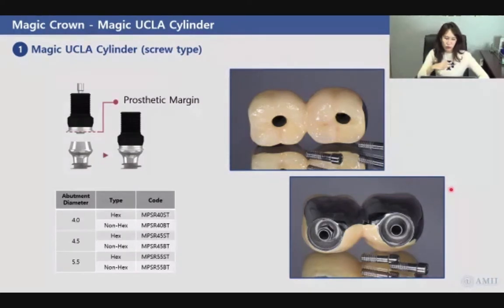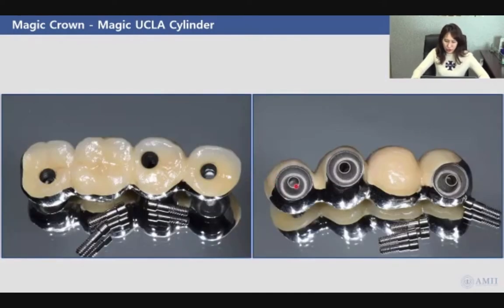So according to the placement direction of adjacent implants, we can choose freely between the hex and non-hex. There's another example. Actually, this one is a 4-unit splint. That's why we use all non-hex, and one of them is a pontic. The picture on the right is a bridge, and because it spans 4 teeth, we chose the non-hex and one pontic.